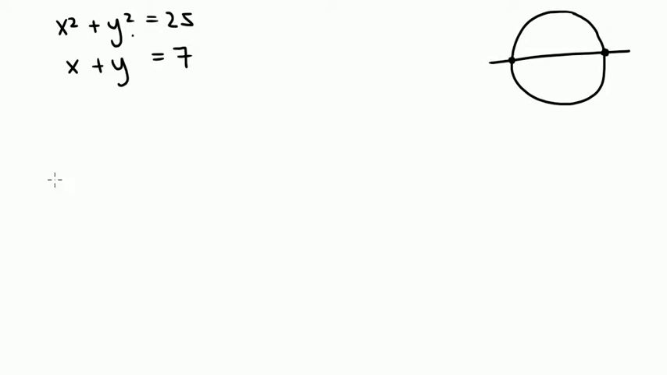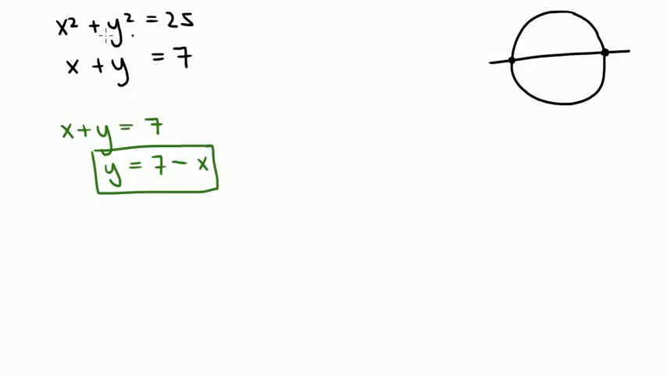So the method that we use is taking one of the equations. So we take the linear equation, make one of the variables the subject. So in this case, I'm going to make y the subject. So y is equal to 7 minus x. And now I'm substituting this in to the other equation for my y.